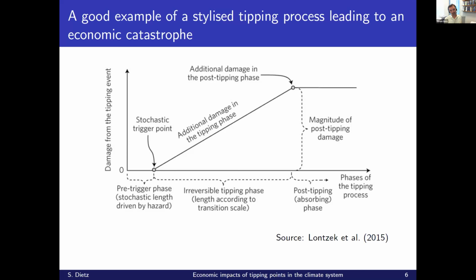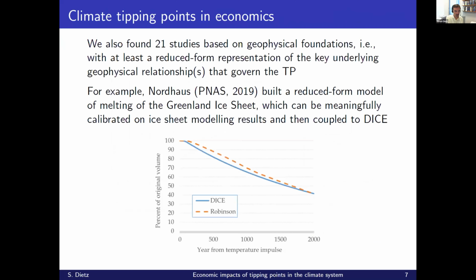Therefore, if we want to answer the second question, what would the impacts of crossing a climate tipping point be? Then we're going to need a different approach. And here we can be helped by the subset of economic studies that have actually tried to construct models with what we would call geophysical foundations. In other words, economic models of climate tipping points that have at least a reduced form representation of the key underlying geophysical relationships that govern the tipping point.